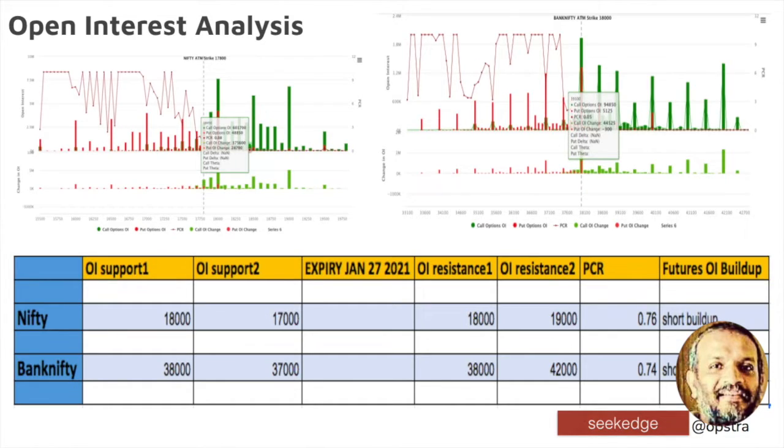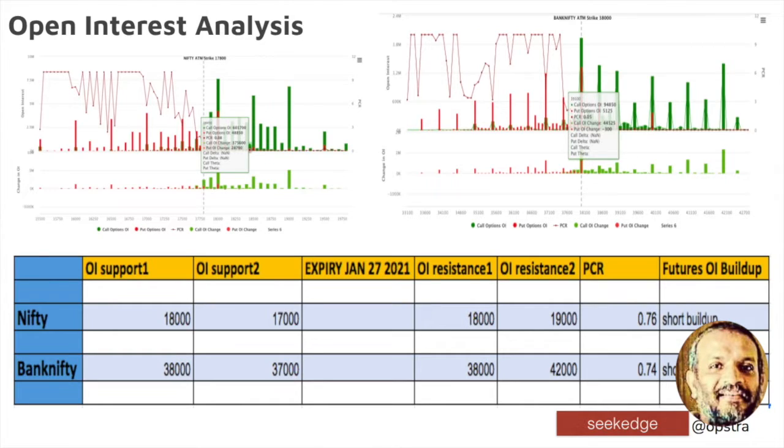Put coverage is not that bearish, 0.76 in the Nifty, and there was short build-up in the futures. Bank Nifty 38,000 is where the highest put rating is. 37,000 also has good put rating. 38,000 also has the highest call rating. 42,000, far away, is where the second highest call rating is. 0.74 is also not bearish, you can't say. Short build-up is what happened in the futures.